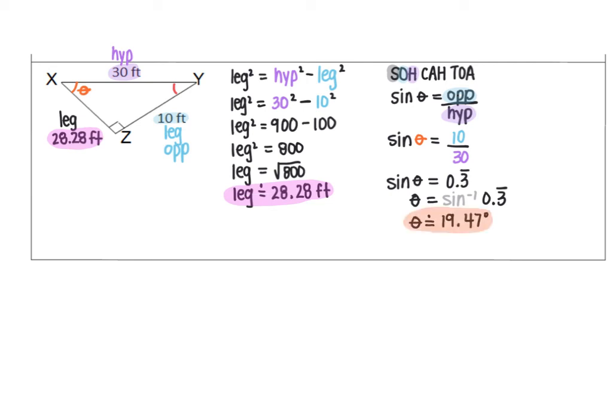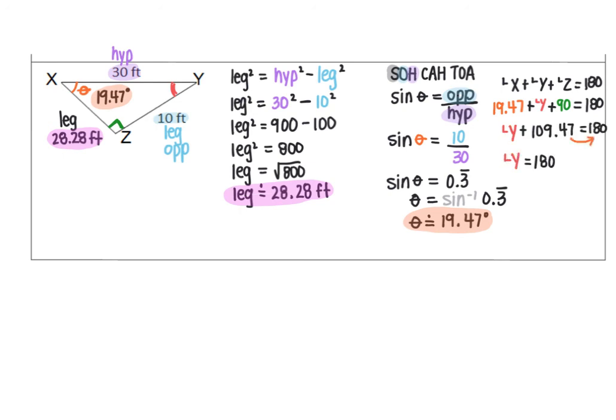We'll label this in our triangle at angle x, and then from there we can use the interior sum of the triangle to find the missing angle measurement at angle y. We know that 180 will be equal to 19.47 plus 90 plus angle y. If we add together the 19.47 and the 90, we'll get 109.47. We'll subtract this from 180, and that will give us a y value of 70.53 degrees.